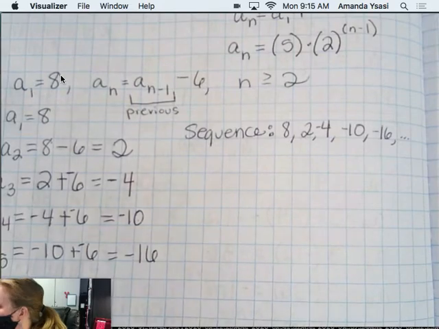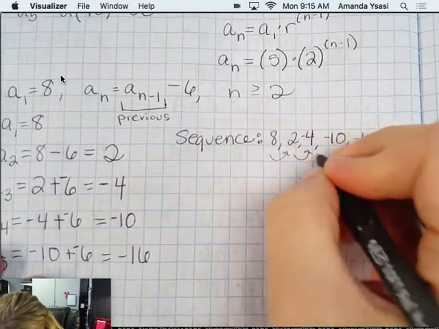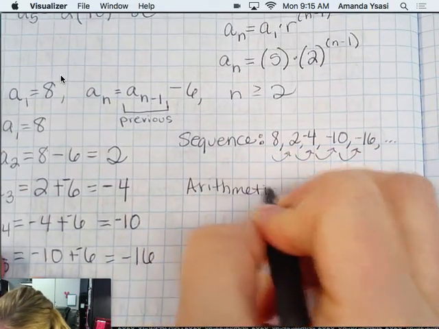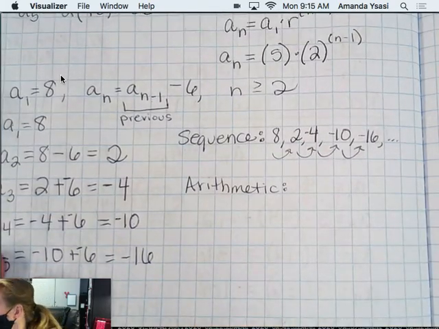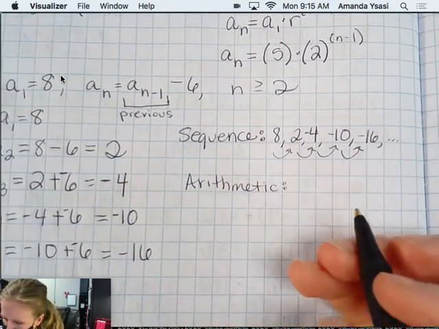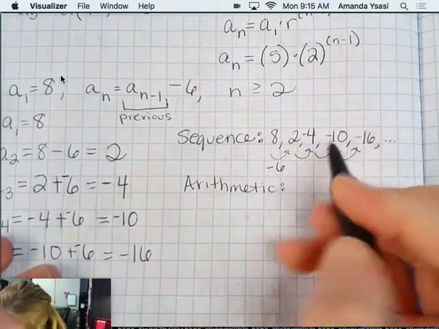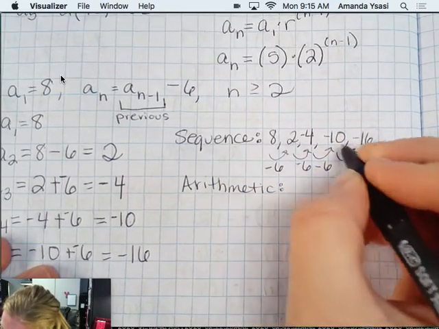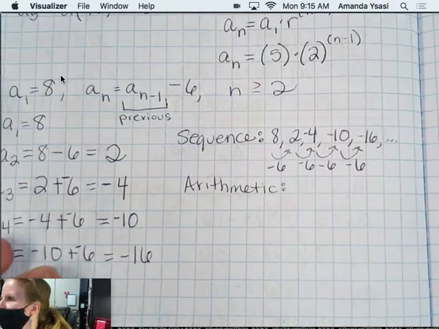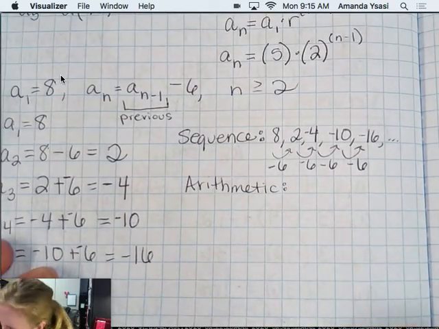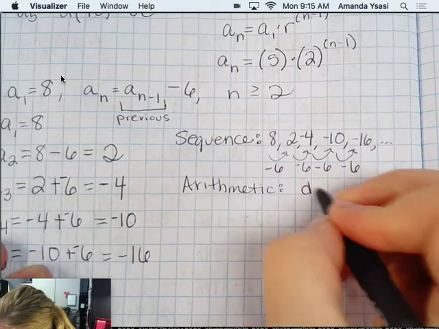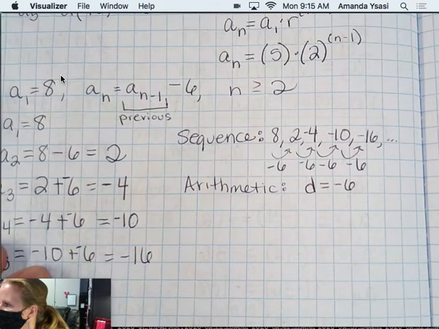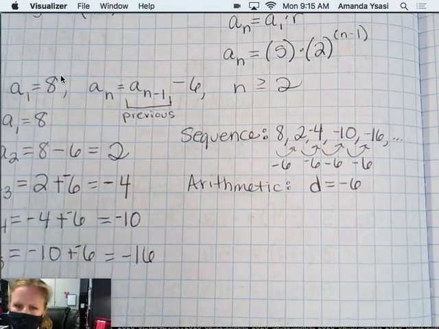What kind of sequence is this? Arithmetic. Yeah, it's arithmetic. How do we know that? Because if we go from 8 to 2, what happened? What's the operation? Minus 6. From 2 to negative 4. Negative 4 to negative 10. Negative 10 to negative 16. So each time we're subtracting 6. So for arithmetic, our common difference, D, is negative 6. Ooh, nice.